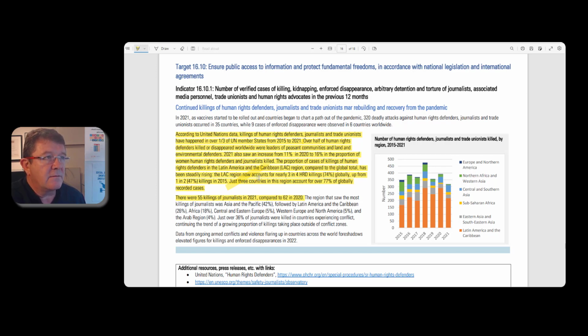The proportion of cases of killing of human rights defenders in the Latin American and Caribbean region compared to the global total has been steadily rising. The LAC region, as it's known, now accounts for nearly 3 in 4 of the human rights defender killings, 74% globally, up from 1 in 2 in 2015. Just 3 countries in this region account for over 77% of globally recorded cases, so there's some serious problems in some of those countries. And another shocking statistic, there were 55 journalists killed in 2021 compared to 62 in 2020. Obviously that's an improvement, but the fact that there's 50 or 60 people killed globally on an annual basis for trying to report the truth is a shocking statistic.